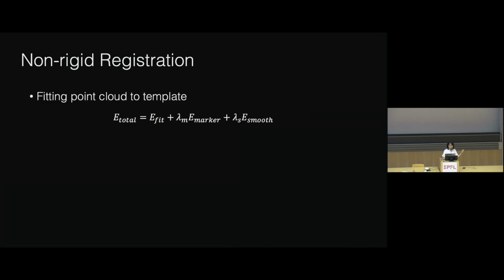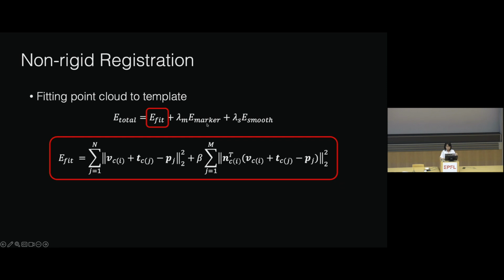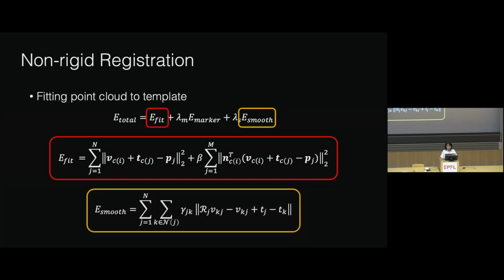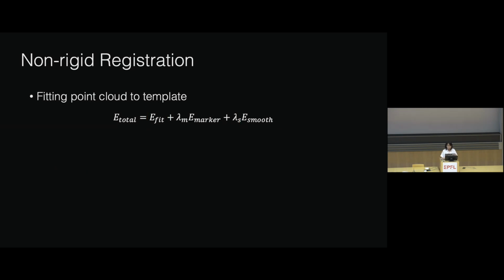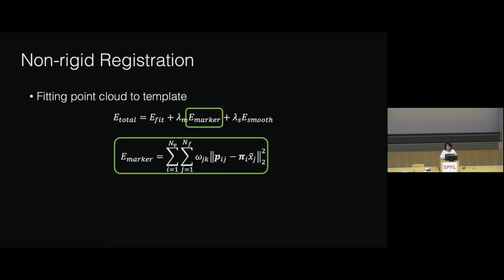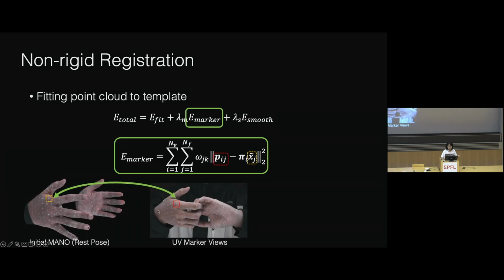So once we have the point cloud and the template, we apply non-rigid registration to align the recovered point cloud to the template. This is done by solving an optimization problem with this objective function. We have a fitting term here that minimizes the point-wise distance between the 3D point cloud and the deformed template mesh. And then we have a smooth term that regulates the smoothness of the template's deformation. These two terms are pretty standard in non-rigid registration algorithms. Since in our data we also have correspondences introduced by fluorescent markers, we use this marker term to minimize the distance between the markers detected in images and their positions that are projected onto the template mesh.